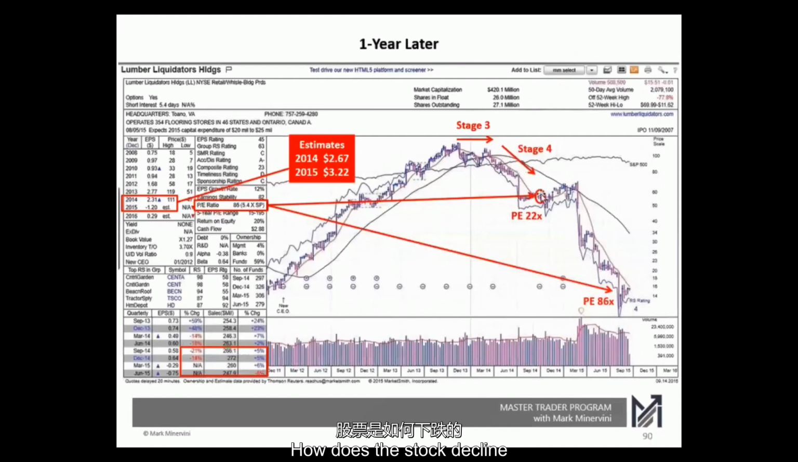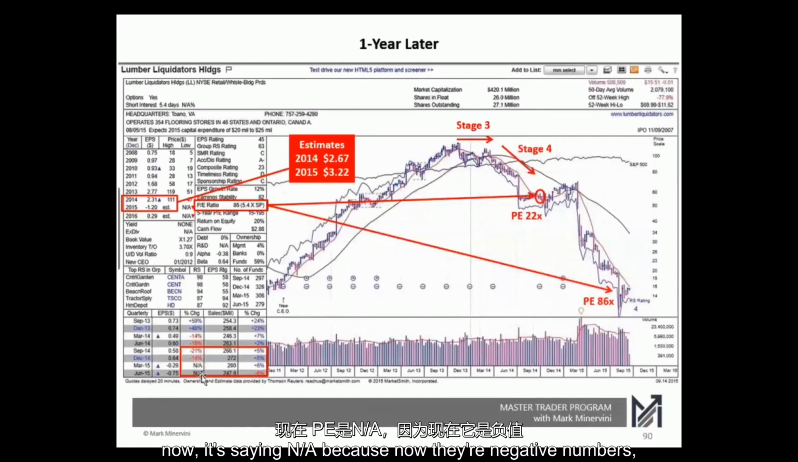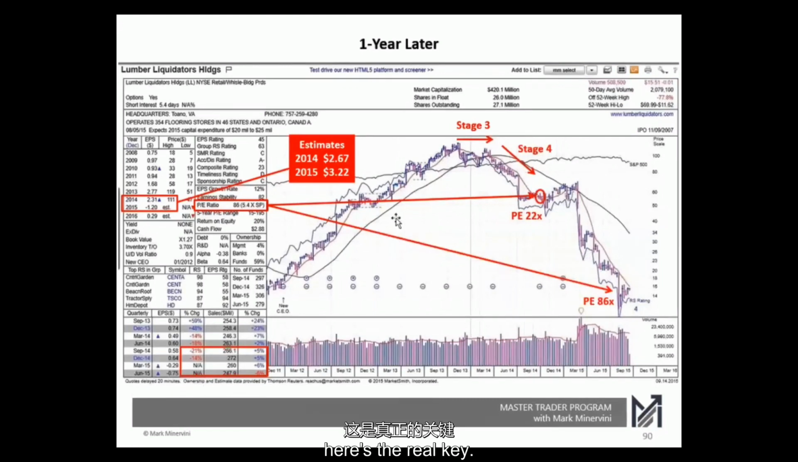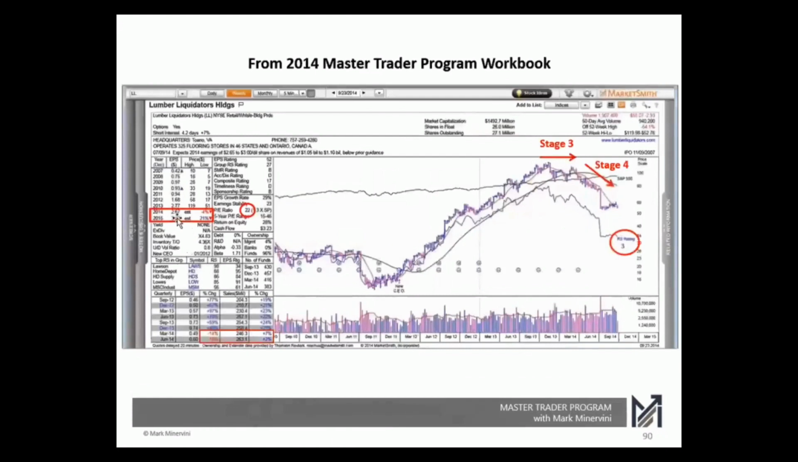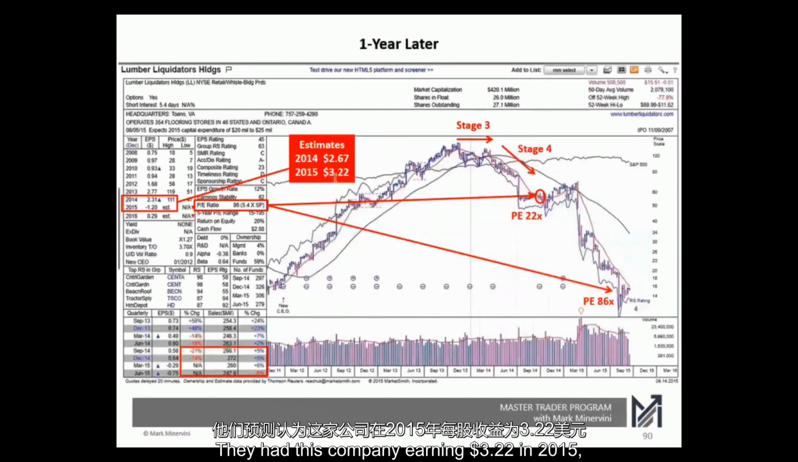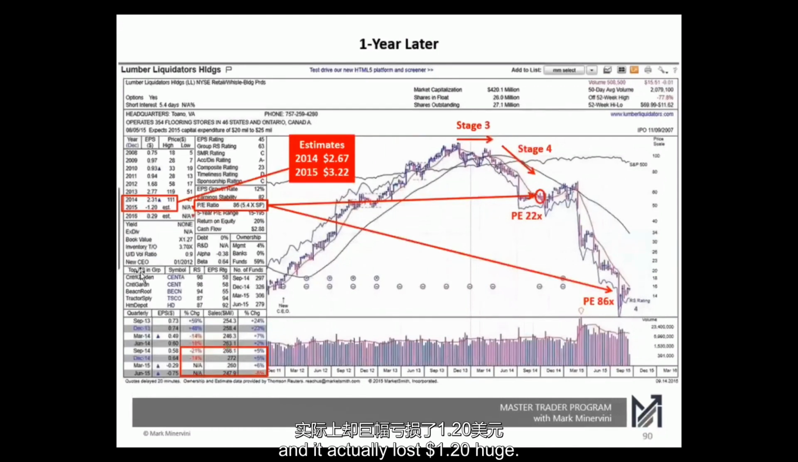So how does a stock decline and become way more expensive? Because of the earnings. Look at the earnings, losses, right? Now it's saying NA because it's negative. They're losing money, so there's not even a number that you can compare as a percentage. But here again, here's the real key. $2.67, 322, right here. There it is. 267, 322, right? Look what actually came out. 231, negative $1.20. They had this company earning $3.22 in 2015, and it actually lost $1.20.